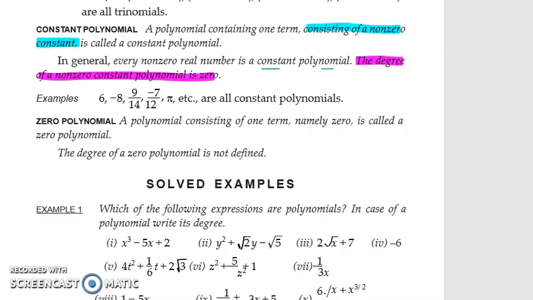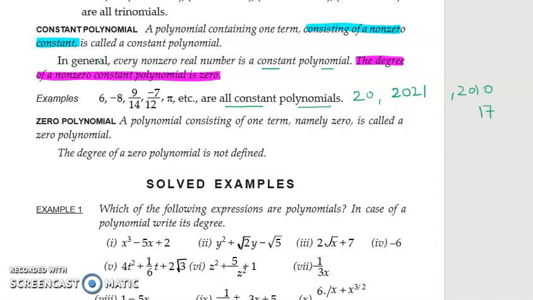Very important, students, you have to keep this in mind: the degree of a non-zero constant polynomial is 0. Suppose I take any number. Examples are 6, minus 8, 9 by 14, minus 7 by 12, pi; these are all constant polynomials. Suppose I take 20, or any number. This year is 2021, so this is a constant. Suppose I write 2010, or today's date, 17. Any number is a constant. In the beginning, if you remember, students, I had explained what a constant is and what a variable is.